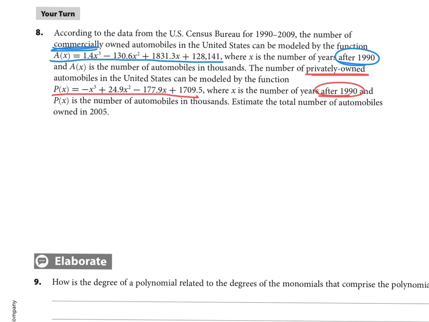And the question that they're asking, if you read carefully, they really are asking you one thing, but we're going to write a function. They want us to estimate the total number. And total, if you've got 2 pieces and you want to know the total, you should be thinking that we're going to need to add those 2 things together. So shorthand, I'm just going to say we're going to add A of X plus P of X.